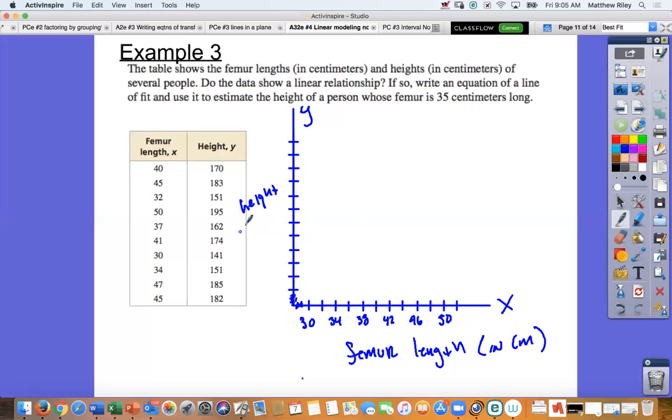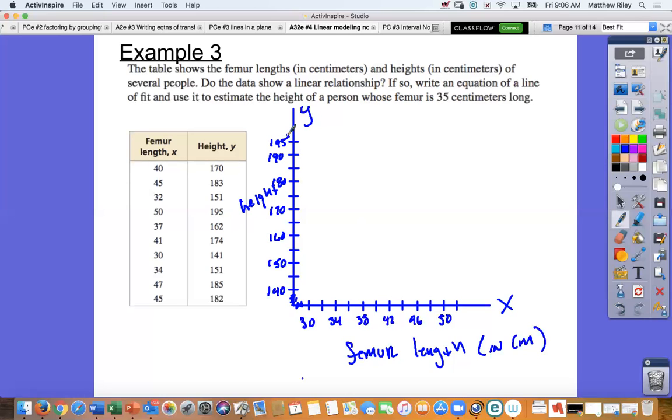All right, same thing with the height in centimeters. I find my smallest one, which looks like it's 141. And my biggest one is 195. So 141 to 195. So I'll start with 140 and I'll go up by 5s. So 145, 150, 155, 160, 165, 170, 175, 180, 185, 190, 195. Okay.